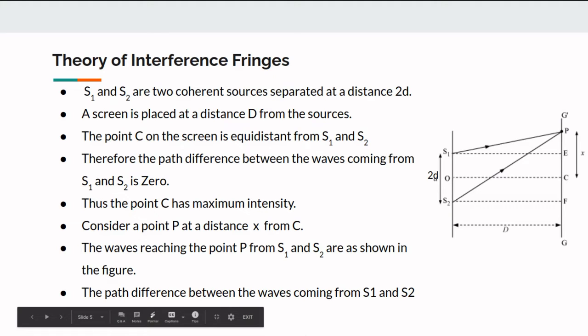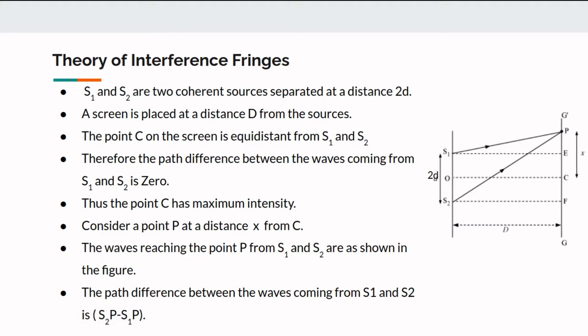Next, theory of interference fringes. In Young's experiment, he observed a number of alternate bright and dark fringes on the screen. In this case, S1 and S2 are two coherent sources separated by distance 2d.